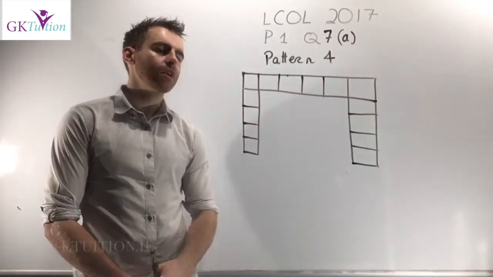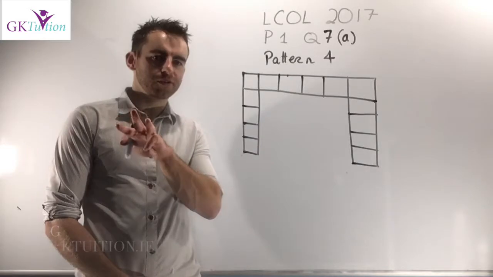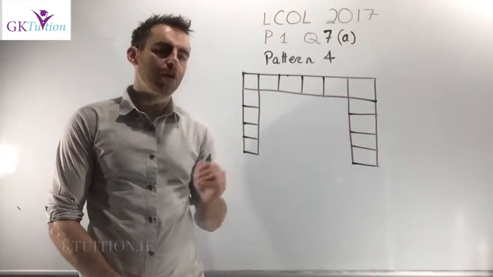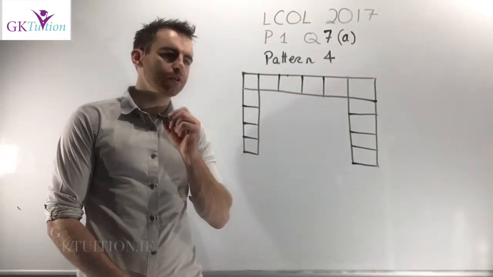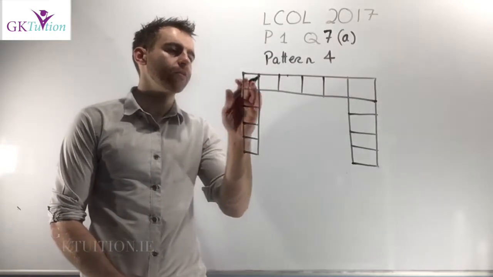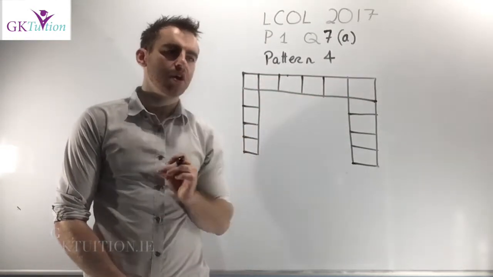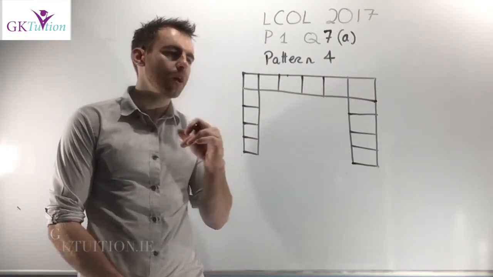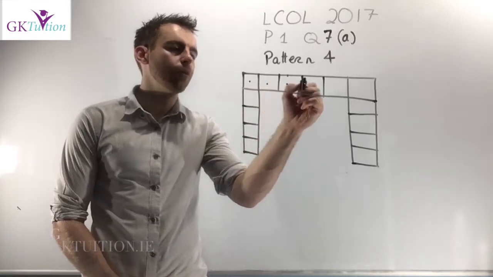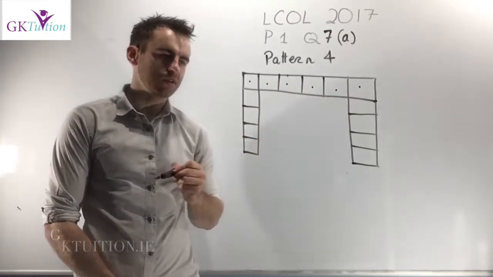In the first part of this question, you're given the first three patterns of a sequence and you're asked to draw pattern 4. You should notice that across the top on the first pattern there's three boxes. Across the top on the next one there's 4, on the next one there's 5, so in the fourth one there should be 6 boxes along the top.